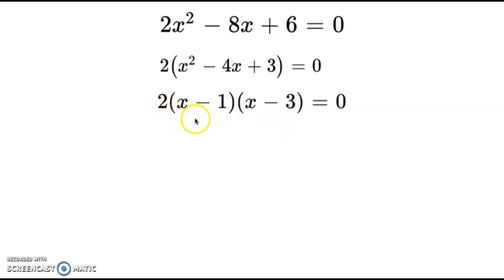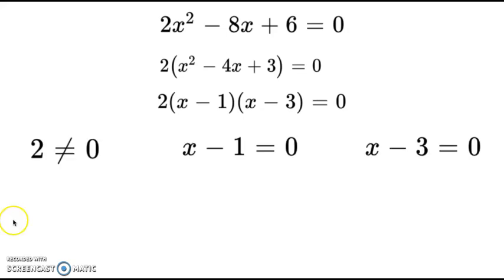So now we set each of these factors equal to 0. So we have 2 equals 0, x minus 1 equals 0, and x minus 3 equals 0. Well, obviously 2 does not equal 0, so we don't have to go any further with that. But we add 1 here, and we add 3 here, and we get x equals 1 and x equals 3. Now we got to find the y-coordinates, so we got to substitute 1 in for x and 3 in for x. So let's do that.